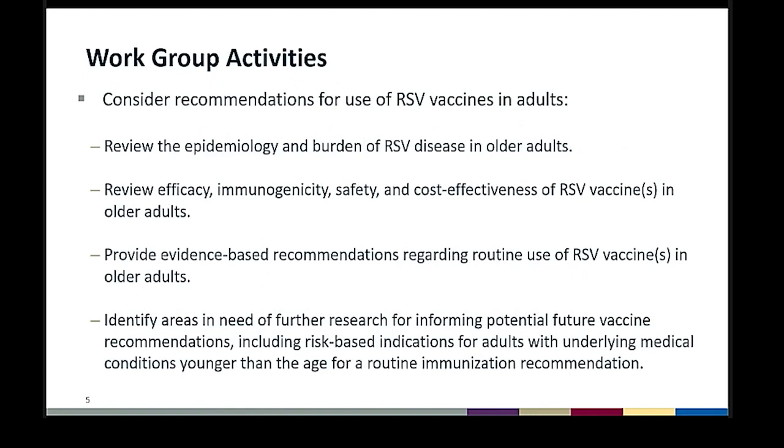So the work group activities include considering recommendations for use of RSV vaccines in adults: to first review the epidemiology and burden of RSV disease in older adults. Second, review the efficacy, immunogenicity, safety, and cost-effectiveness of these vaccines in older adults. Third, provide evidence-based recommendations regarding routine use of RSV vaccines in older adults. And fourth, identify areas in need of further research for informing potential future vaccine recommendations, including risk-based indications for adults with underlying medical conditions younger than the age for routine immunization recommendation. Next slide, please.